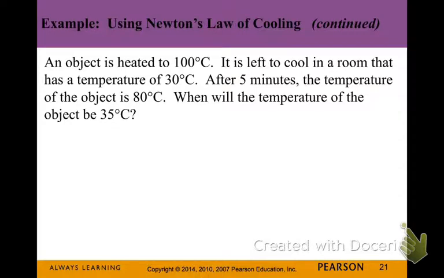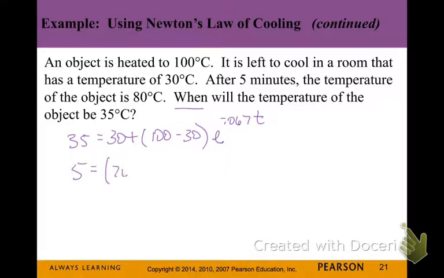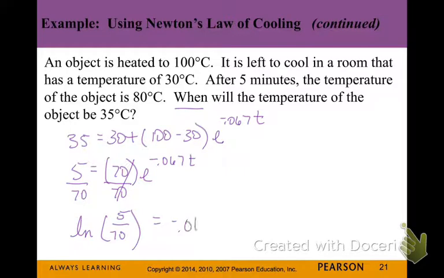So now same situation, but when will the temperature of the object be 35 degrees? So now we're going to plug in 35 for T, and that will equal our surrounding, which is 30, plus our initial minus our surrounding, times base E raised to that constant times T. So again, we'll subtract 30, this time getting 5. Then we'll divide by 70 and rewrite as a natural log. Take that natural log of 5 over 70 and divide it by your decimal.